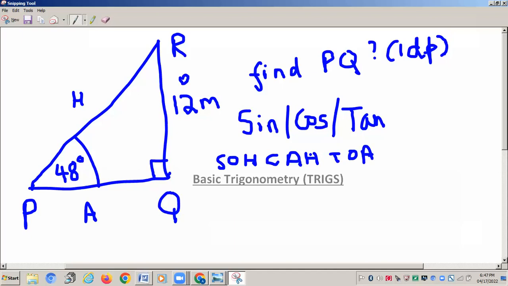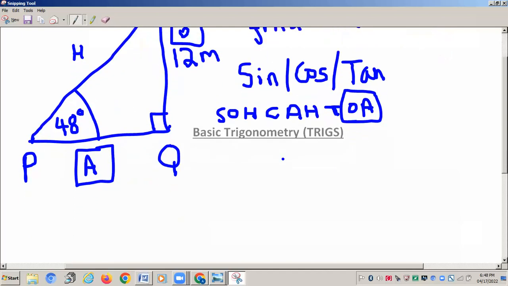Now, which side do we have? We have O, not true? Which side do we want to find? The adjacent side. So which formula has O and A in it? You're absolutely correct. It is tangent. Beautiful. So we're going to use tan, or tangent.